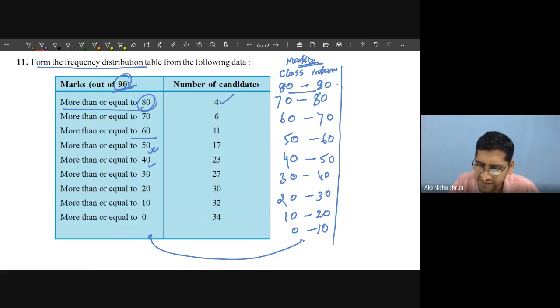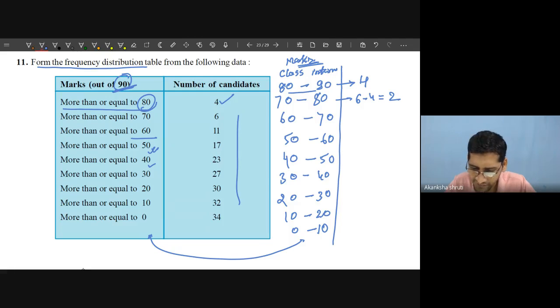What is given here? It is our 4. More than or equal to 70 means 70 to 80. It is our how much? 6. Can I write this as 6, student? All of you are sleeping. A student, it is given that more than 70 includes your 70 to 80 as well as 80 to 90. So the difference you have to write, because you are observing here the number of candidates are continuously increasing. So it is a cumulative frequency table that you have to observe. It will be our 6 minus 4, it will be 2.